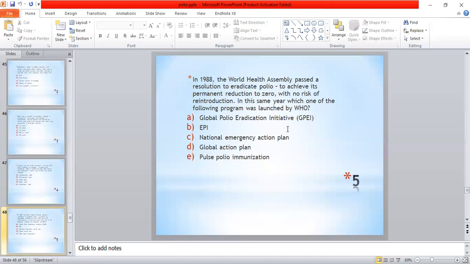A. Alpha is the right answer. The Global Polio Eradication Initiative.